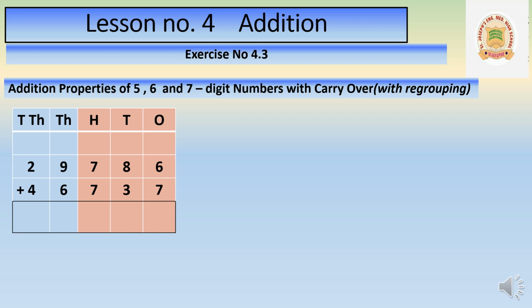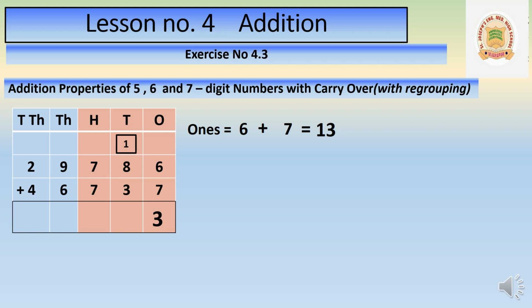So here children, as I told you in the earlier two videos also, addition should begin with the ones or units place. Let us check what digits are given in the ones place: 6 and 7. When we add 6 and 7, the total is 13. That means it is a 2-digit number. So what we will do, the 3 of this 13 we will write in the ones place, and the 1 we will write in the tens place. That is called carry over, carrying the number to the next place.